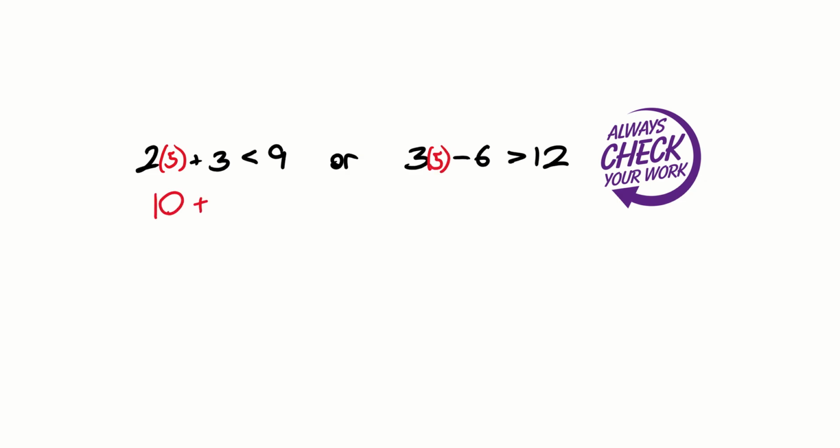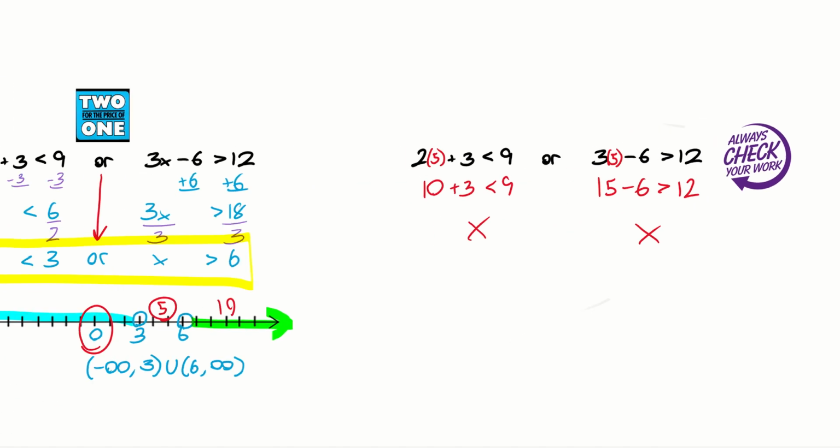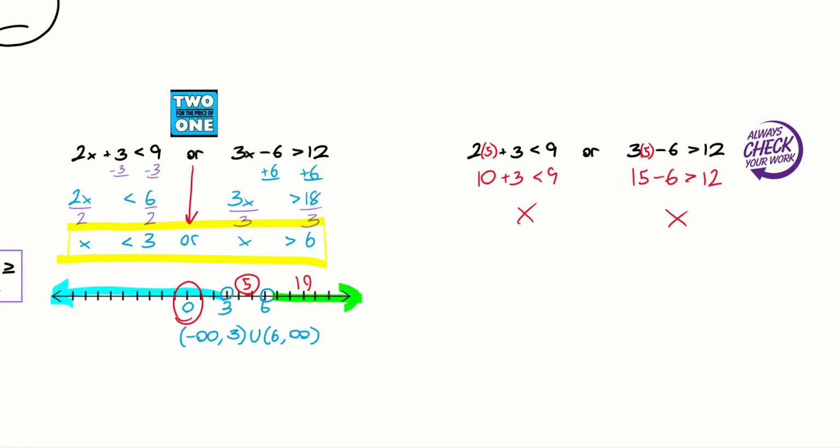We've got 10 plus 3 is less than 9. Well, no, it's not, because 10 is already greater than 9, so if you add 3, it's not going to be less than 9. And we've got 15 minus 6 is greater than 12. Well, we already know that's not true. So it didn't work in either of them. So we know that 5 is not a solution, because to work in an or compound inequality, at least one of the inequalities has to be true.